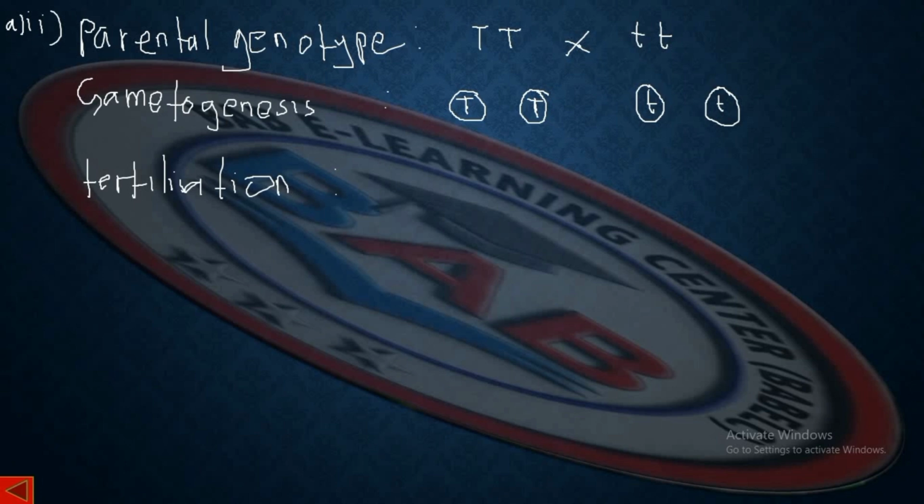Fertilization: one gamete fertilizes the other. This is the male gamete, these are the male gametes, and these are the female gametes. The male gametes are fertilizing the female gametes. This is a sperm, it fertilizes an ovum, forming a zygote.